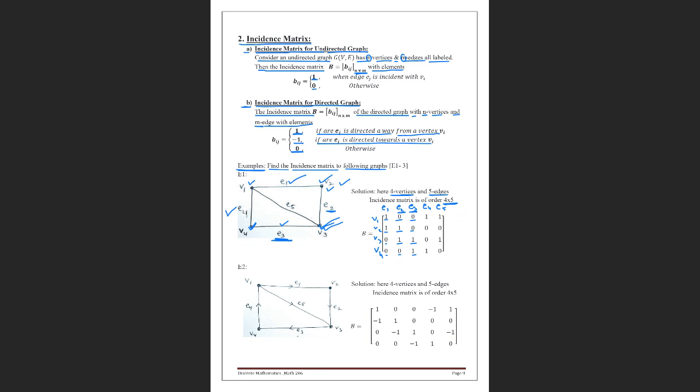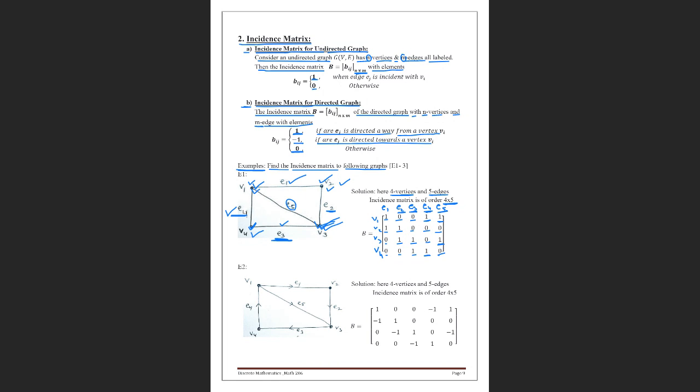Now see this edge E4. E4 is present here, between V1 and V4. Okay. So V1 and V4 1 1, and the rest all 0. Now edge E5 is present here. So E5 is between V1 and V3. Okay. So V1 V3 1 1, and the rest 0 this way. Okay. So this way you will find the matrix, right?